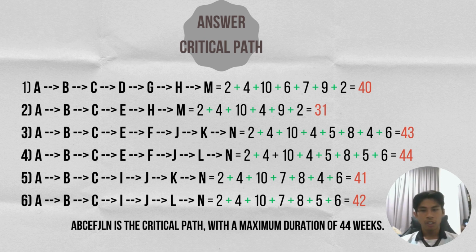For number 4, A, B, C, E, F, J, L, and N is the critical path with a maximum duration of 44 weeks. That's all for me.